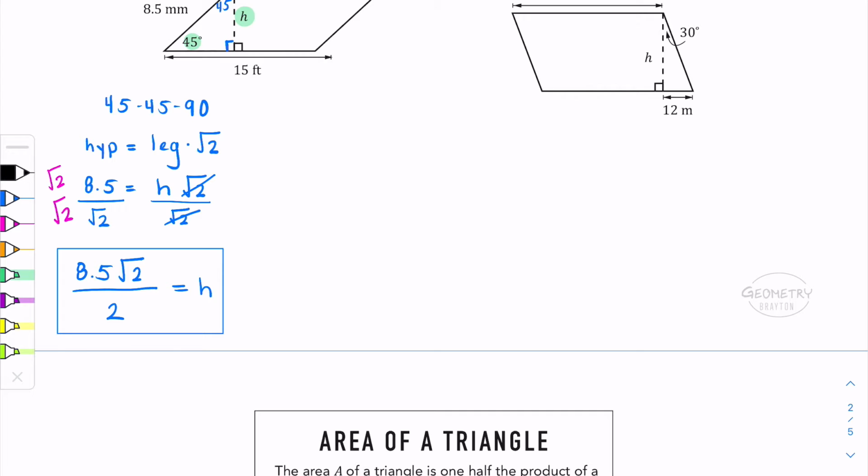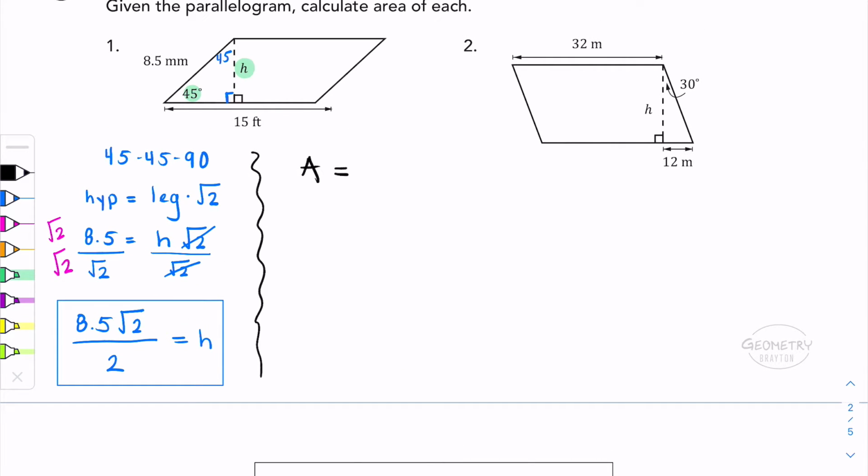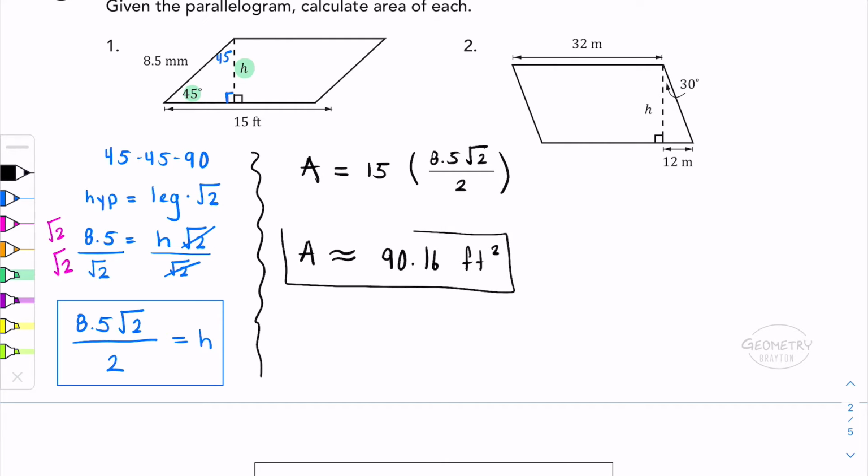So now that we have our h value, we can solve for the area of this figure. The area is going to be found by the base, which is 15, times the height, which is what we just found, 8.5 times the square root of 2 over 2. And I'm going to type this into my calculator. Be very careful when you do, because you need to make sure you have parentheses around the appropriate expressions. But when I type this in, my area is approximately 90.16 square feet. And you should all try this. Make sure you get the same answer as me. That way you know that you typed it into your calculator the correct way.